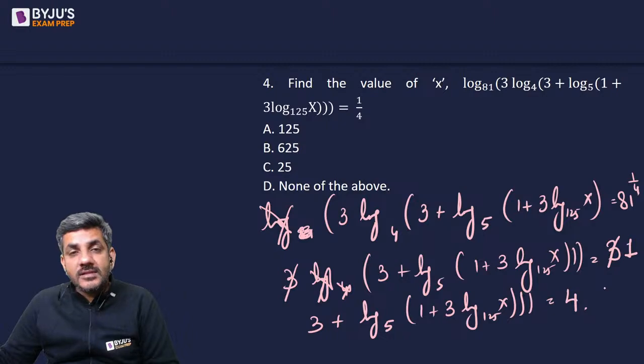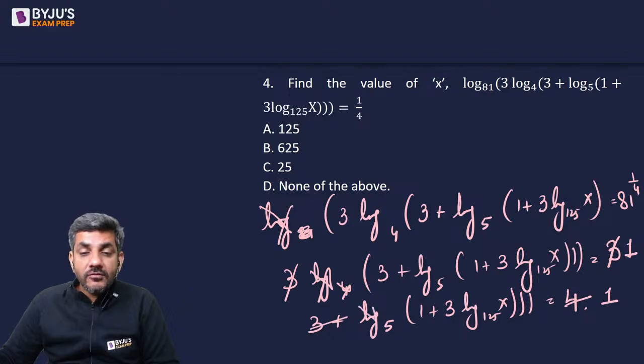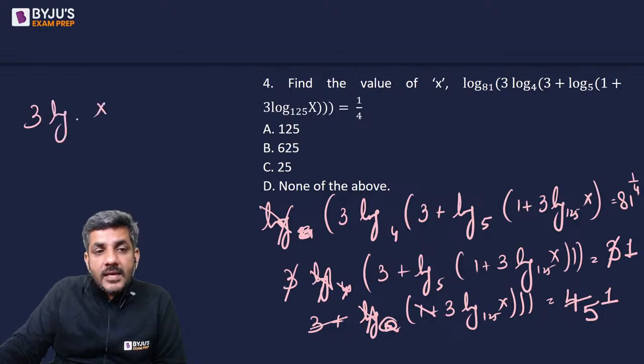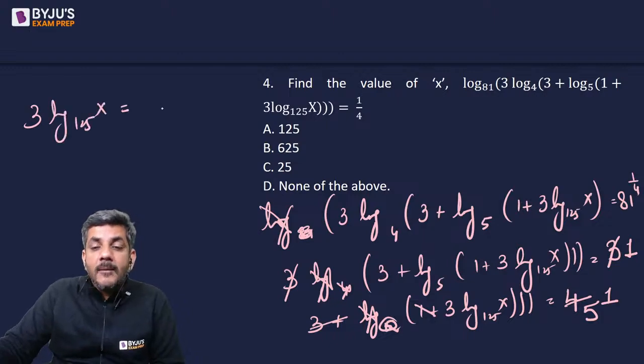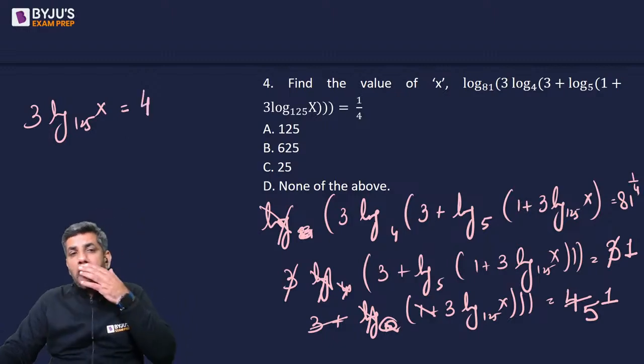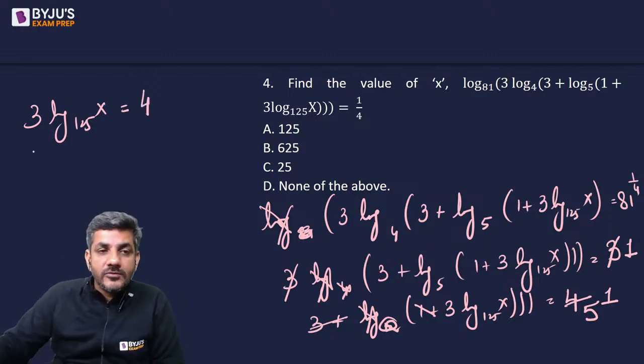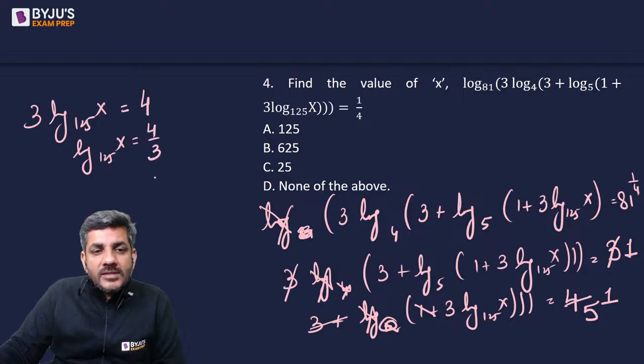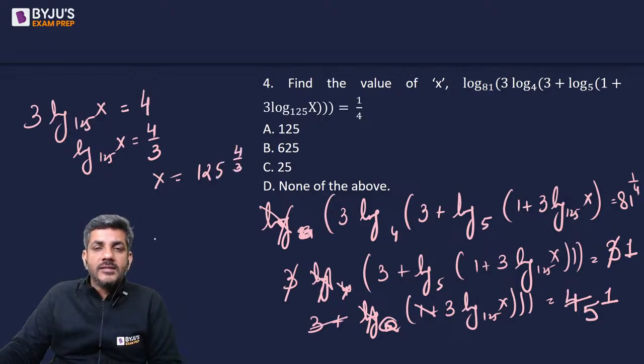Now this 3 would go on the other side. 4 minus 3 would become actually 1 here. And once again by the definition of log, जब हटाऊंगा तो ये 5 उधर जाएगा, पावर में बन जाएगा. I will have 5 raised to the power 1 और ये 1 फिर से उधर जाके माइनस होगा, 5 to the power 1 में से. Then I'll have 3 times log of x base 125 is equal to 5 minus 1, which is equal to 4. So what does it give me? It gives me log of x with base 125 is equal to 4 by 3. And once again by definition of log, x is equal to 125 to the power 4 by 3.